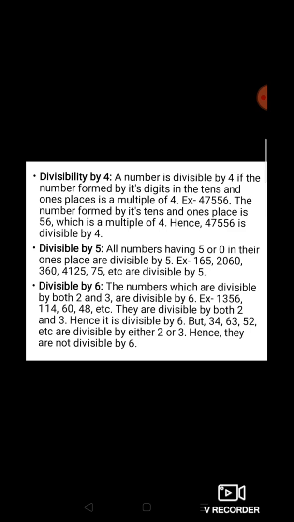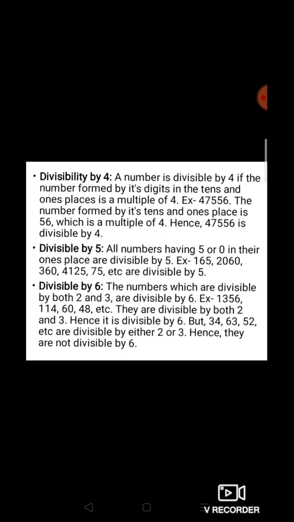You can also try by dividing it by 6, and you can see that every time you take any number and you divide it with both 2 and 3, you will see that it is divisible by 6 also. Similarly, other examples are given like 114, then 60, then 48, etc. So these are all divisible by 6. Also, we can take other examples where a number is only divisible by 2 or only divisible by 3.